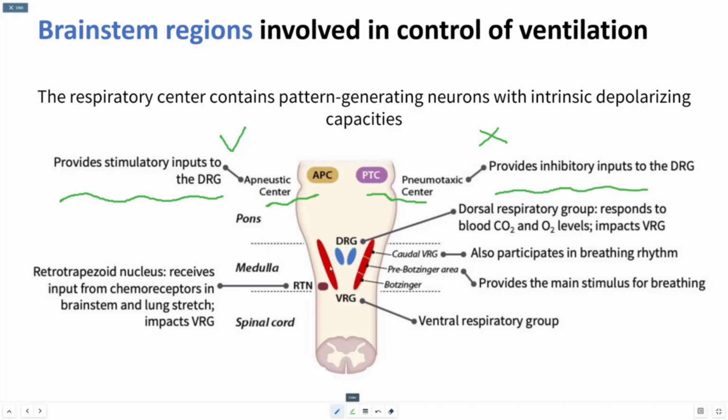Inside the pons and medulla, we also have the DRG, the dorsal respiratory group, that responds to the blood CO2 and oxygen. And these can affect the DRG and change the way they breathe. New research has shown that there is also a retrotrapezoid nucleus, which receives information from the chemoreceptors inside the brainstem and lungs that can affect the VRG. Some other areas that should be noted include the caudal VRG, pre-Bötzinger area, and the Bötzinger, which can then also be used to maintain rhythms in breathing.